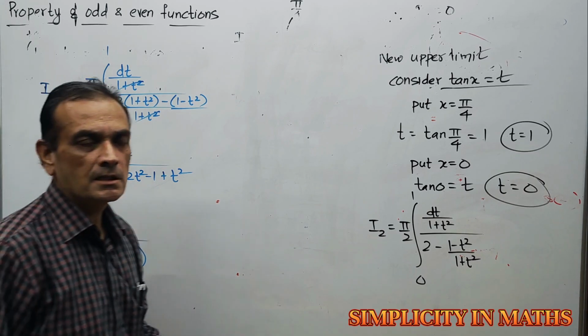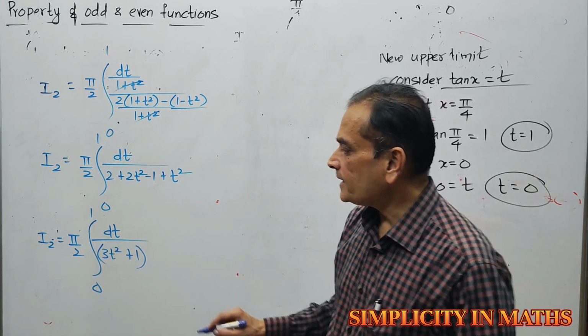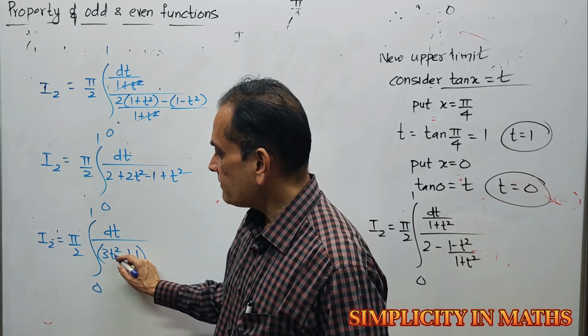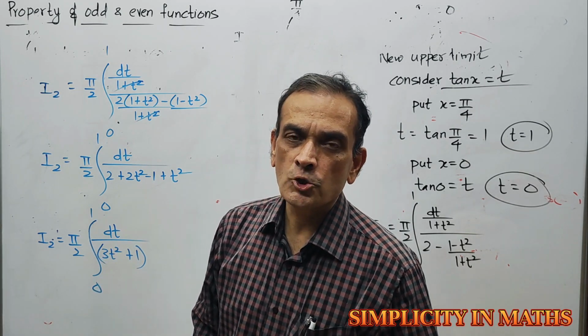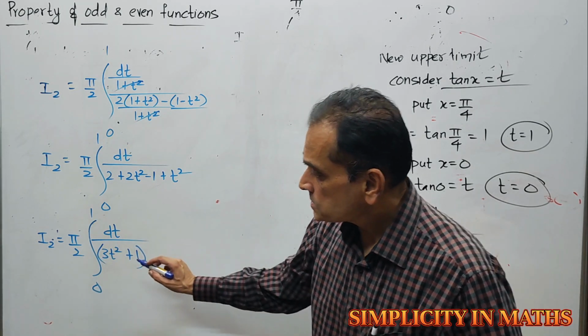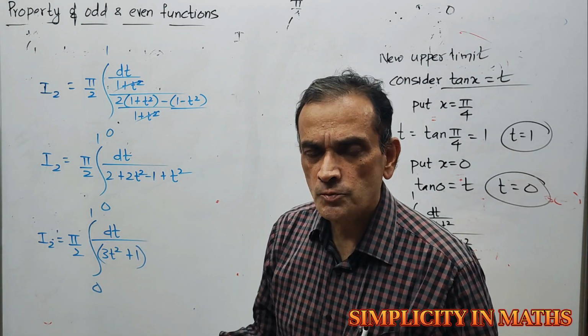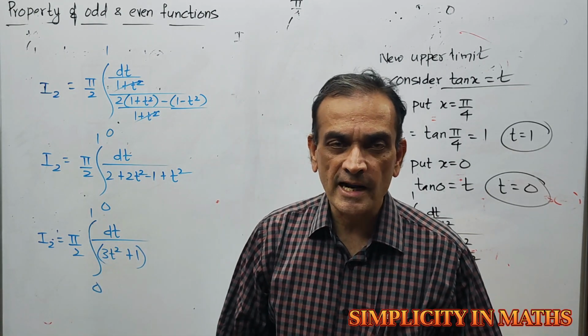So how do you solve this? In any quadratic term, the coefficient of t squared should not be there. It should be made 1. Okay? So whether it is x squared or t squared, we have to take the coefficient outside the bracket.